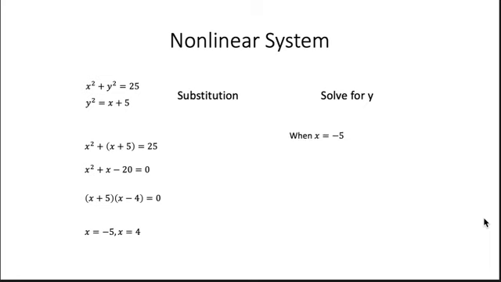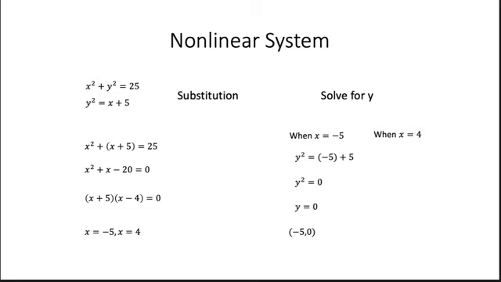Now, when x is equal to negative 5, I really can choose either one of these equations. It doesn't matter. I'm going to choose the second one. So when I plug in negative 5 for x, I get y squared is equal to 0. So that means that y is equal to 0. So that's one solution here. When x is negative 5, y is 0.